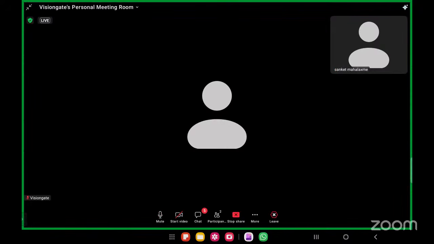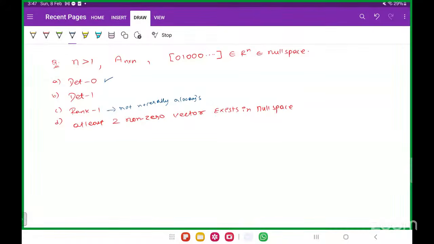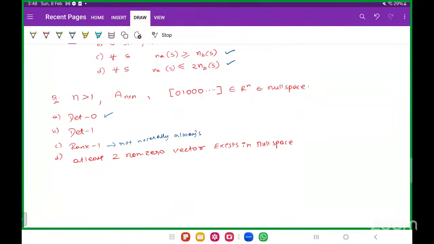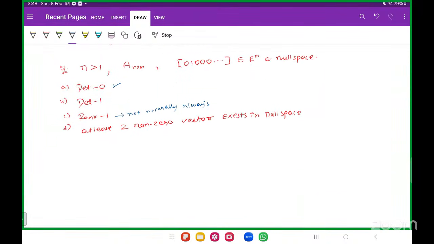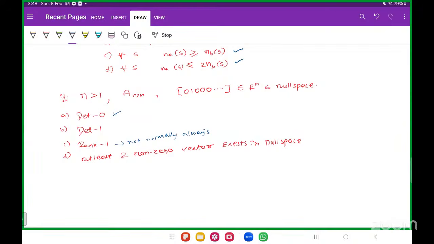Next problem, linear algebra, where they have given, we have a matrix of size n cross n, n greater than 1. And they have given, we have one null space vector 0, 1, 0, 0, 0 transpose, an element of R raised to n. So they mention the determinant is 0.